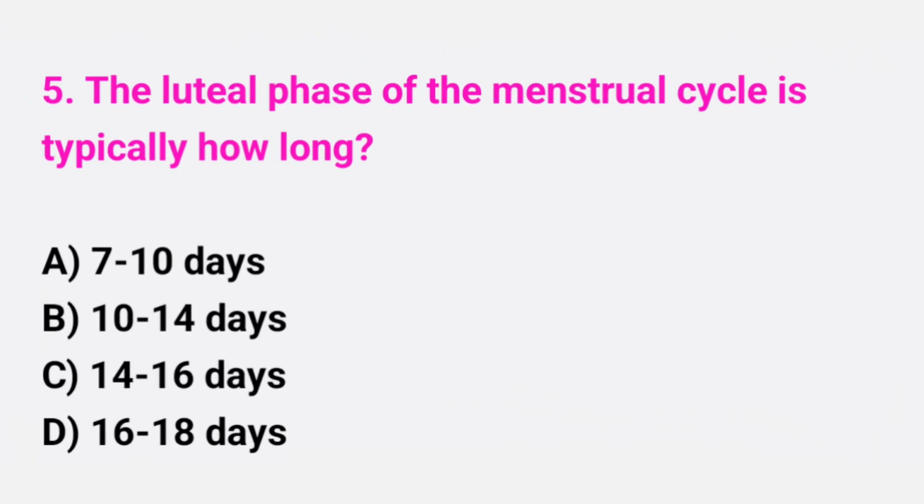Question number 5. The luteal phase of the menstrual cycle is typically how long? The right answer is option B, 10 to 14 days.